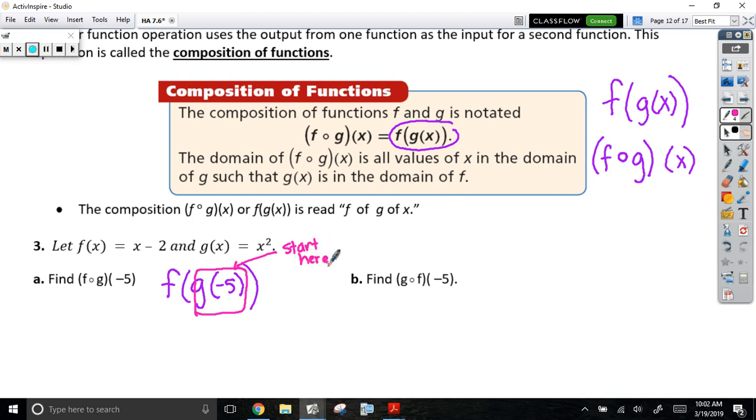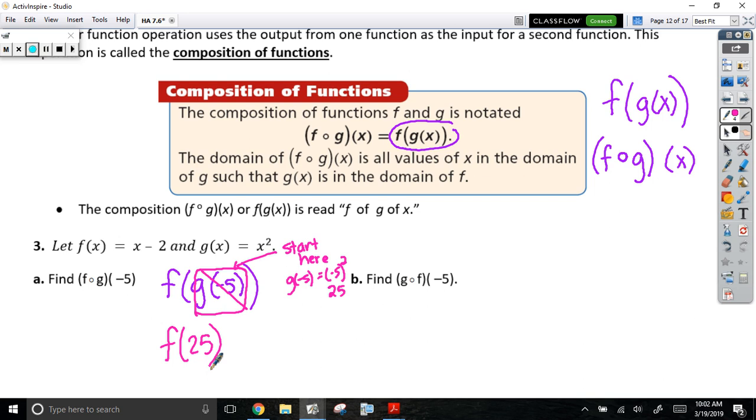And you're going to find out what g of negative 5 is. Looking at the function, we have g of x equals x squared. So g of negative 5 would be negative 5 squared, which is 25. Usually I'll do this in my head. I don't even show work for it, because you know what negative 5 squared is. It's 25, but I'll show work for our notes. So you're going to get rid of the g of negative 5 and replace it with 25.